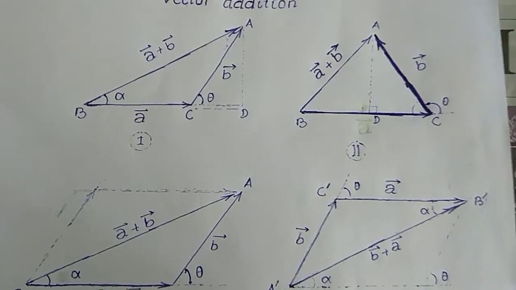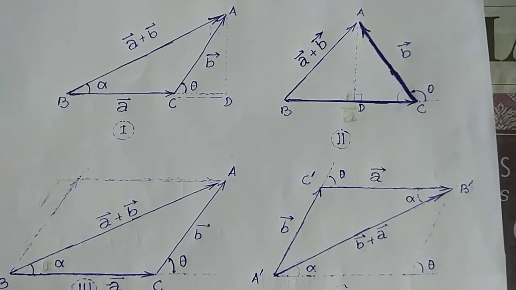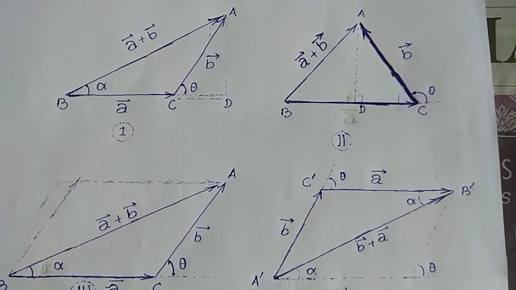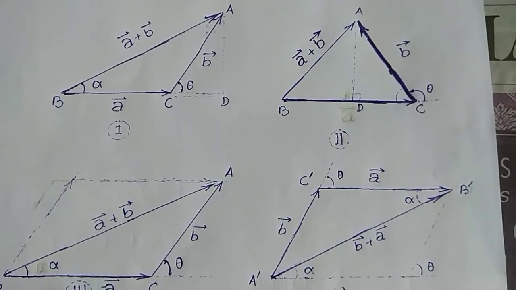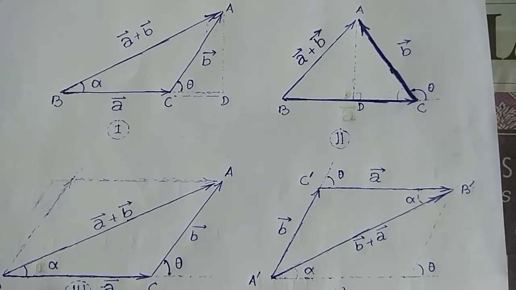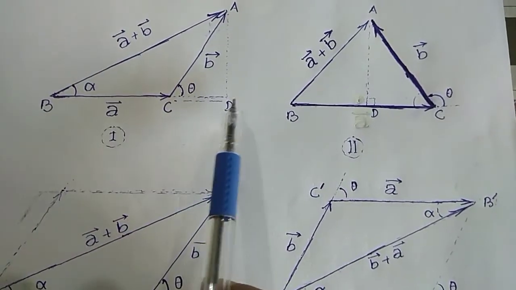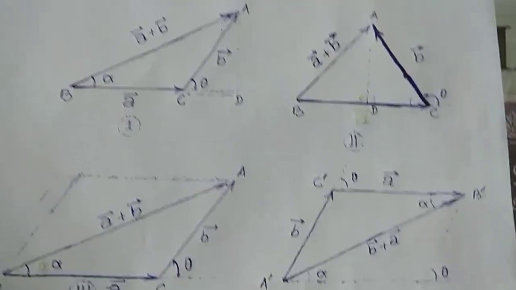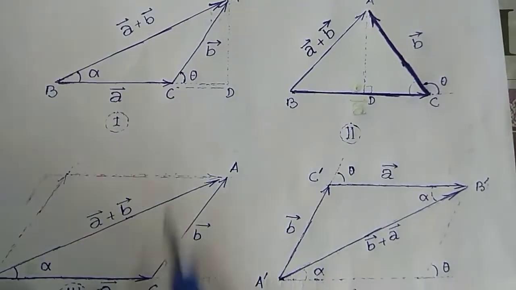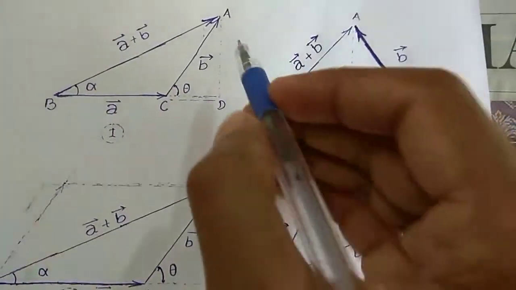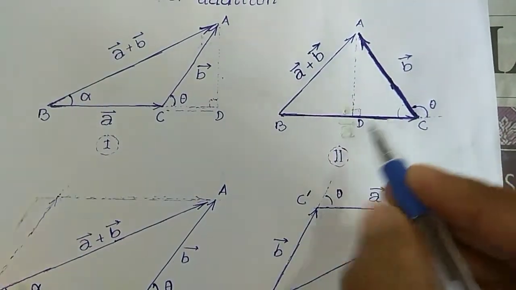But here we do not focus on that matter. Here we only focus on the basics of the mathematical calculation, and adopt another approach. If we want the modulus of the vector A plus B, then we draw a perpendicular on this, and this is also a perpendicular, D.